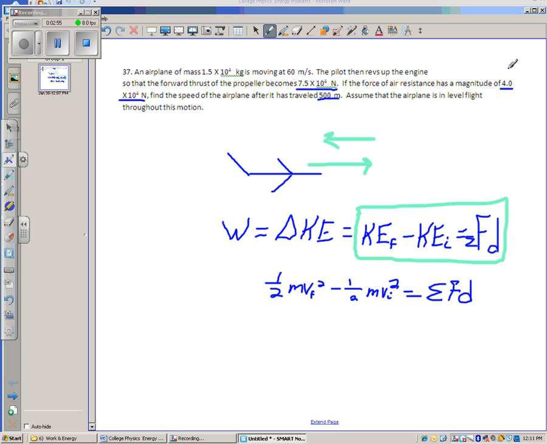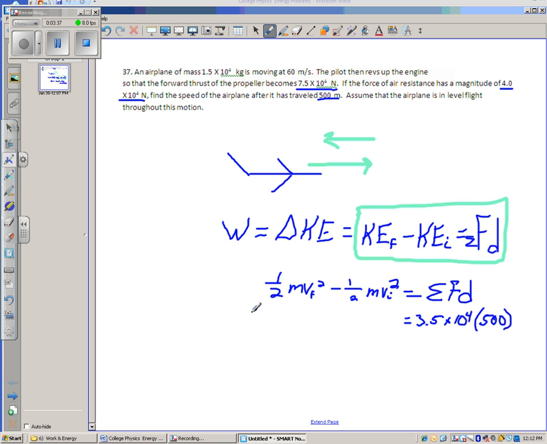Net force is the combination of these two forces, 7.5 times 10 to the fourth and 4.0 times 10 to the fourth. Okay, so what is the combination of those? That would just be 3.5 times 10 to the fourth, right? I combined this guy and this guy. They're going in opposite directions, so they're going to subtract. Okay, and then multiplied by our displacement of 500.